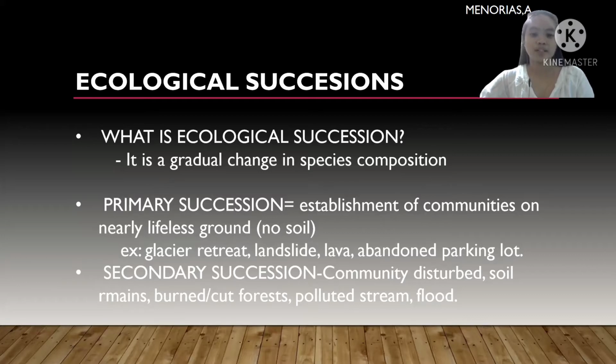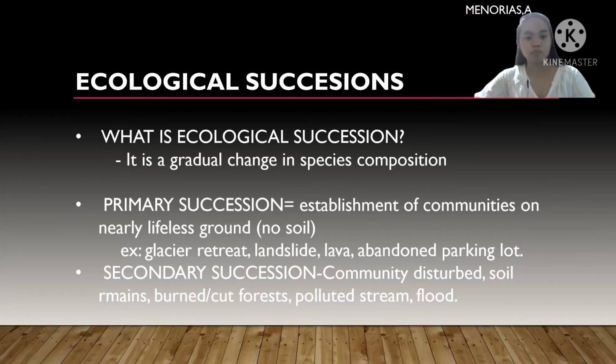So what is ecological succession? It is the gradual change in species composition, or the process that describes how the structure of a biological community, that is an interacting group of various species either in a desert, forest, grassland, marine environment, and so on, changes over time. And there are two types of ecological successions. First is the primary succession, and the second is the secondary succession.